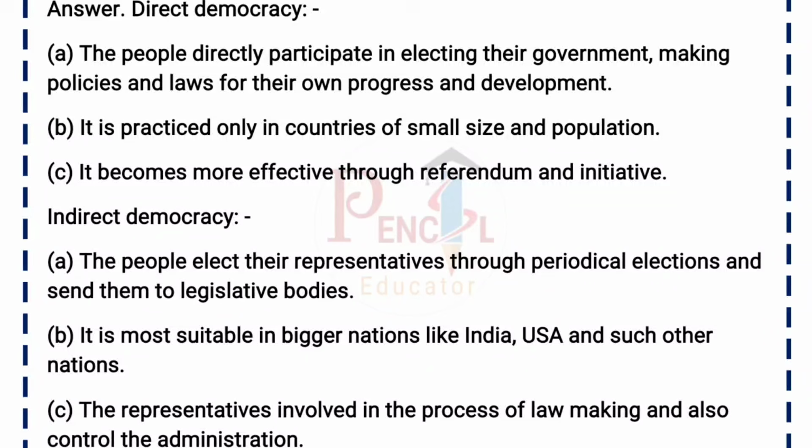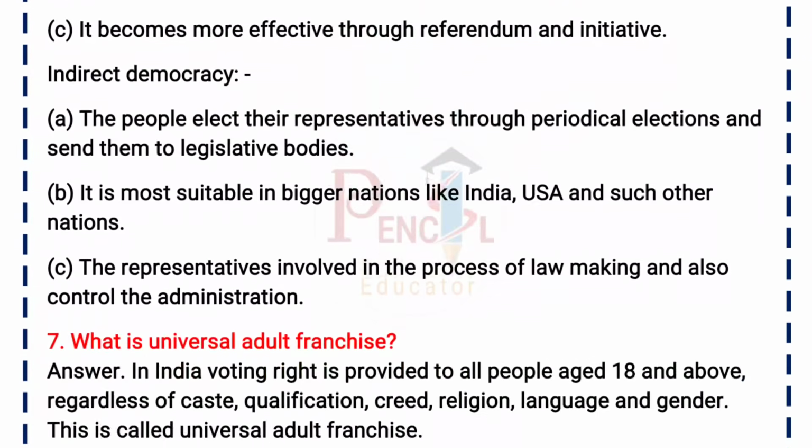Indirect democracy. A. The people elect their representatives through periodical elections and send them to legislative bodies. B. It is most suitable in bigger nations, like India, USA and such other nations. C. The representatives are involved in the process of law making and also control the administration.